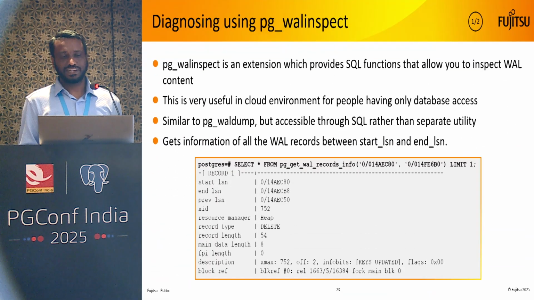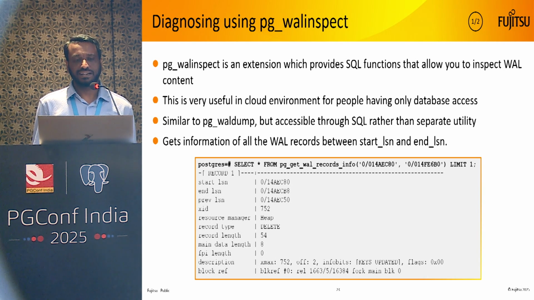We can also diagnose using pg_walinspect. Generally not everybody will have access to the system. In a cloud environment, mostly we will have only SQL access to the system. So use this pg_walinspect extension, and we have SQL queries to get the WAL records between the segments or one particular WAL record. All the features that are there in pg_waldump, we have in pg_walinspect also.